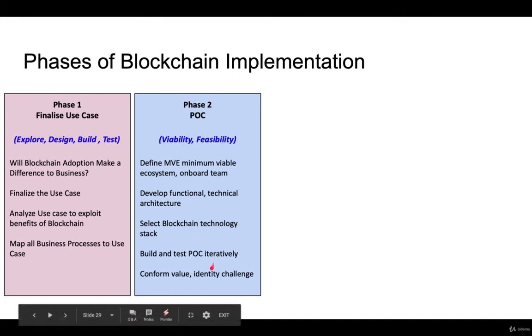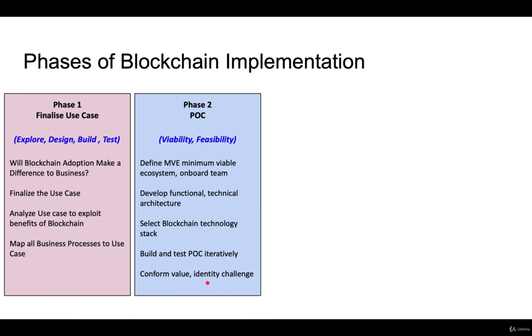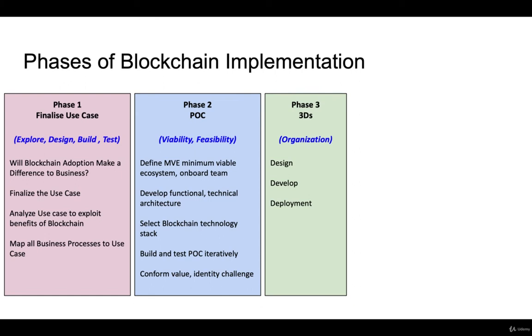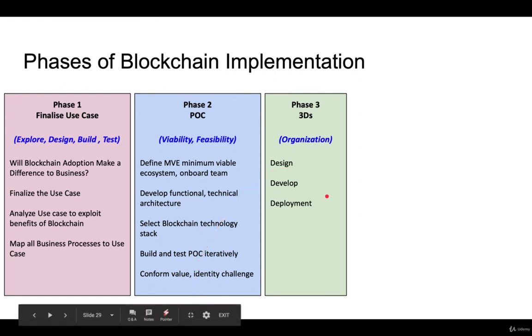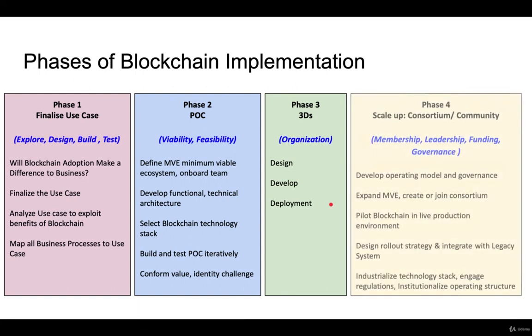Once we have tested the POC, then we will confirm its value and identify if there are any other challenges in it. Okay. And if there are no challenges, the POC is successful, then we can move further to the next phase. That is, at the organization level, we will design, develop and deploy the blockchain. Fine. So this may have multiple use cases, not just one. And then comes the last phase, that is, it's working well for an organization.